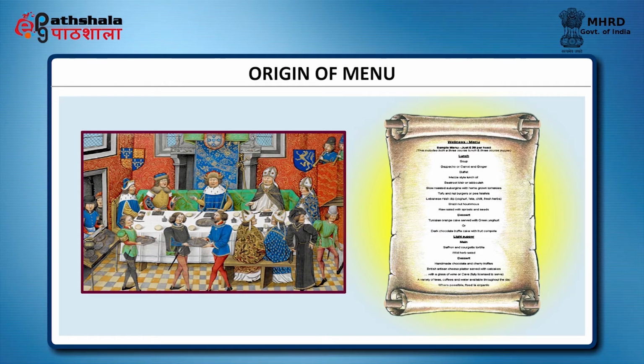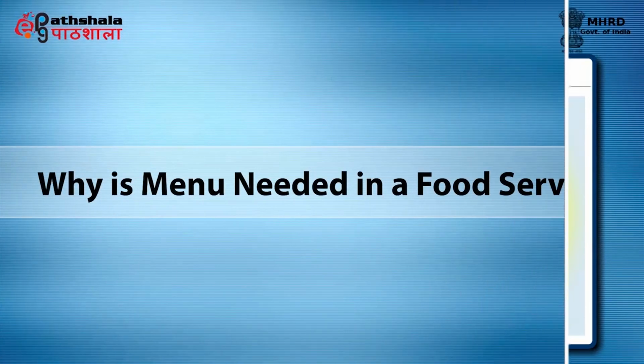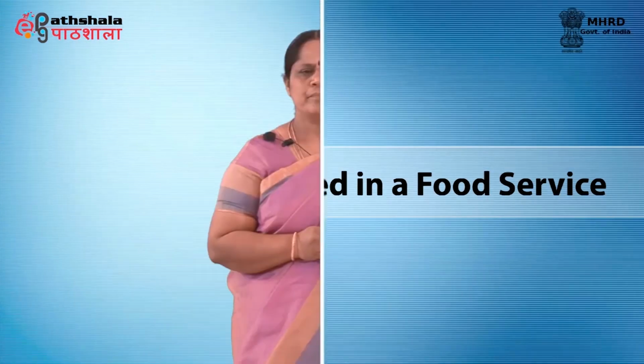Next, we move on to the question, why is menu needed in a food service? Menu is the primary control in a food service operation. In a food service system model, menu is the most important internal control system. It is a sales tool for food service operations and hence is important for a food service.